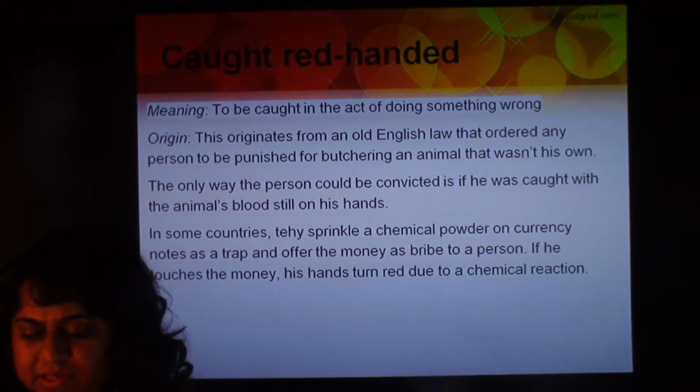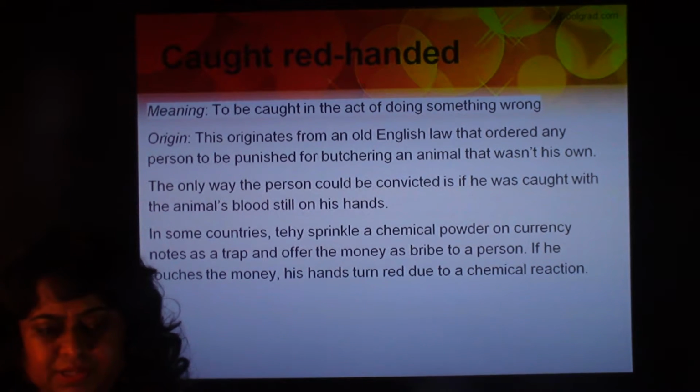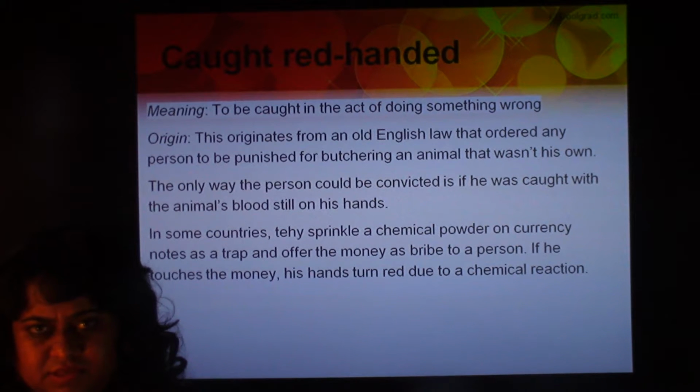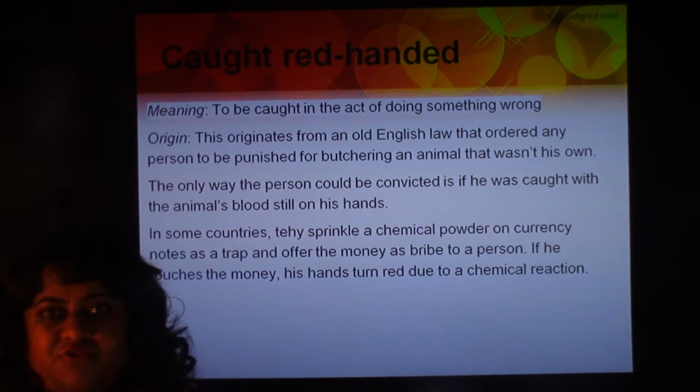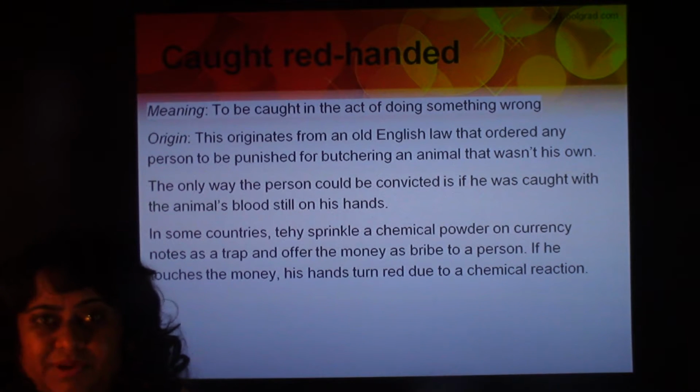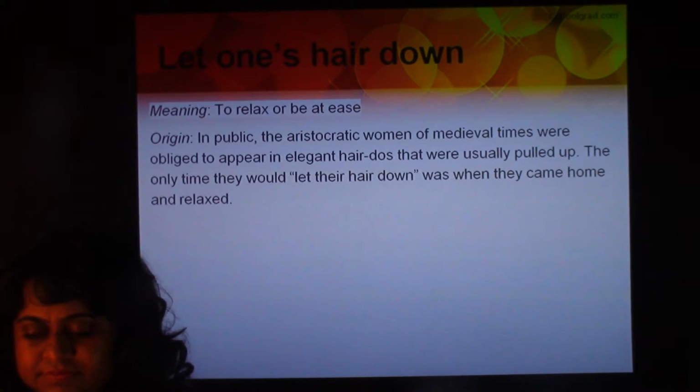Another way is, in some countries they sprinkle a kind of chemical powder on currency notes as a trap to trap an officer who's taking bribes. So if you offer a bribe to the officer and the person touches this currency with the powder on it, his hands will turn red due to a chemical reaction. And then the police can arrest him because he's caught red-handed. So that's probably another origin of the phrase.